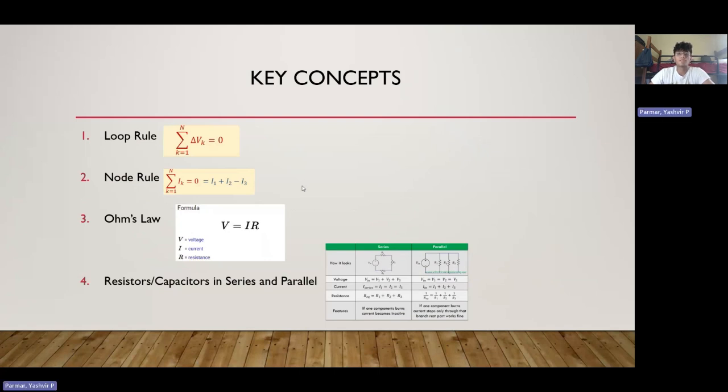Now for some key concepts. The first key concept is the loop rule, which states that the sum of the voltages across a circuit will equal 0. The node rule, which equates to the sum of the currents also equaling 0. Ohm's law, which states that voltage equals current times resistance. And finally, the concept of resistors and capacitors in series and parallel. If you see the diagram on the right, you can see how resistors in series and parallel affect the voltages, current, and resistance. We'll be focusing more on the effect on resistance than anything.